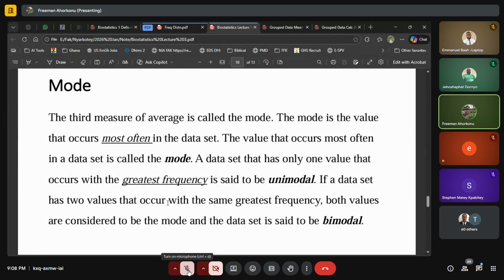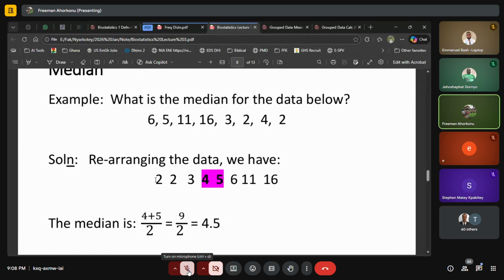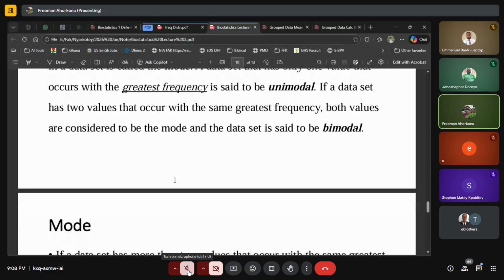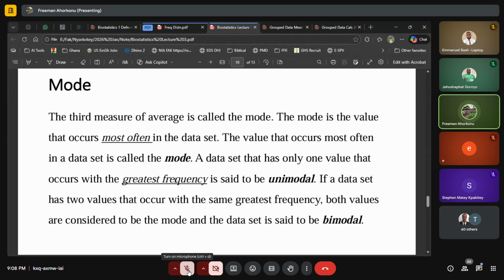We call that kind of data bimodal. We say the data set is bimodal. It has 2. Bi means what? 2. It has 2 modes. If there is only one mode, like we have above here, the mode is 2. This is unimodal. In case you have more than 2 numbers as the mode, that becomes multimodal.